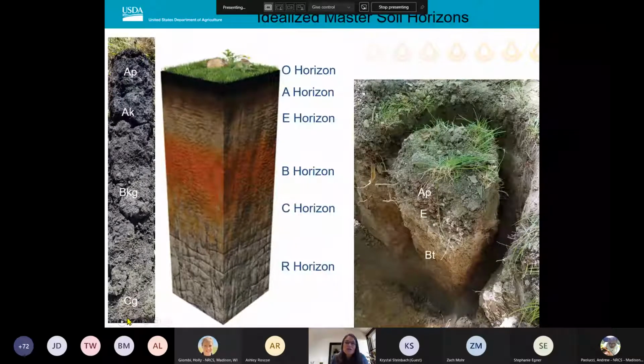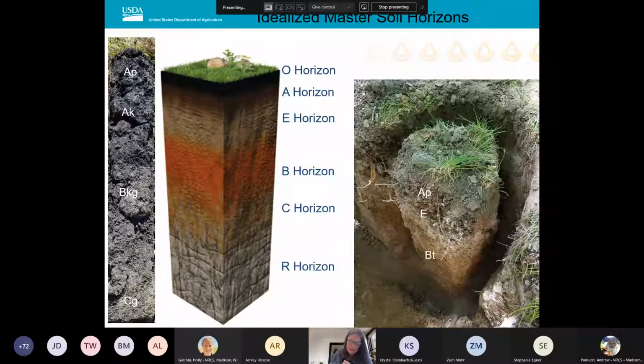Next slide. So once we have described our soil texture, our structure, and our color, then we can start to designate these master horizons. And we're just going to talk about the master horizons, not the subscripts. There's more detail. And this picture in the middle is idealized. I don't think you're ever going to find every single one of these horizons when you dig a pit.